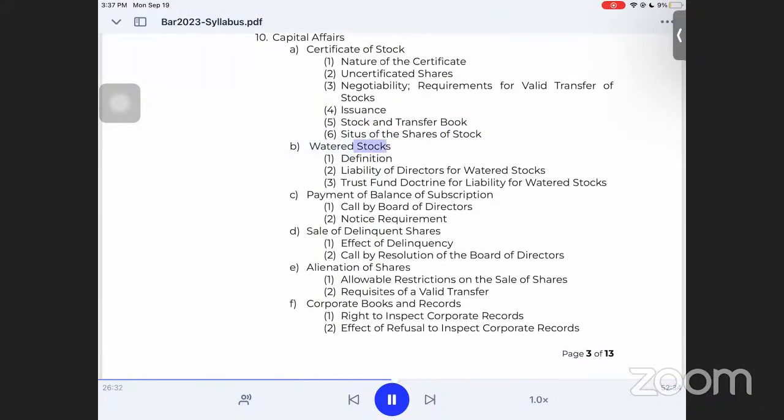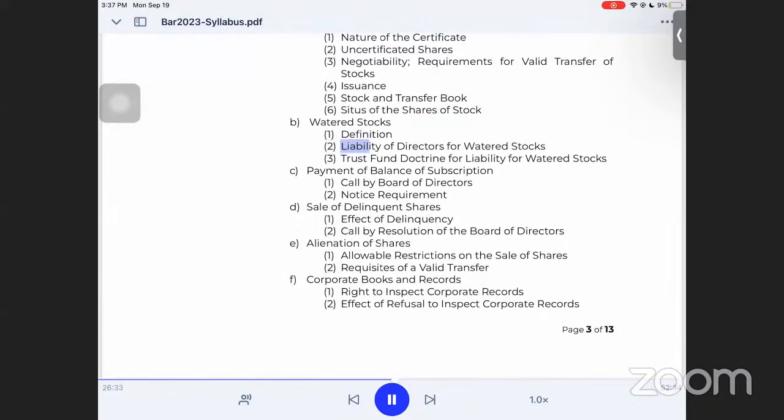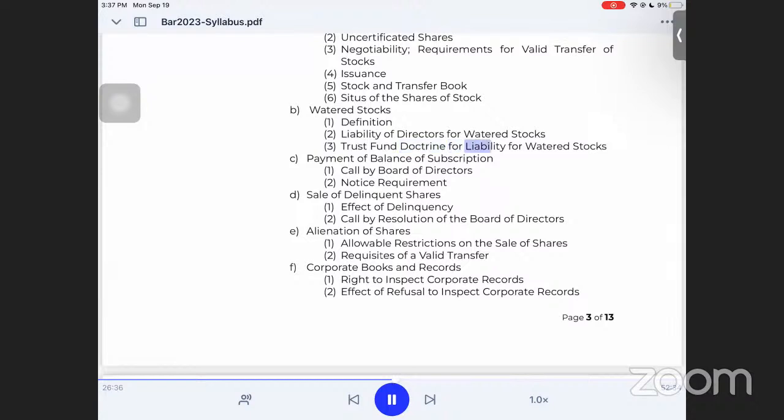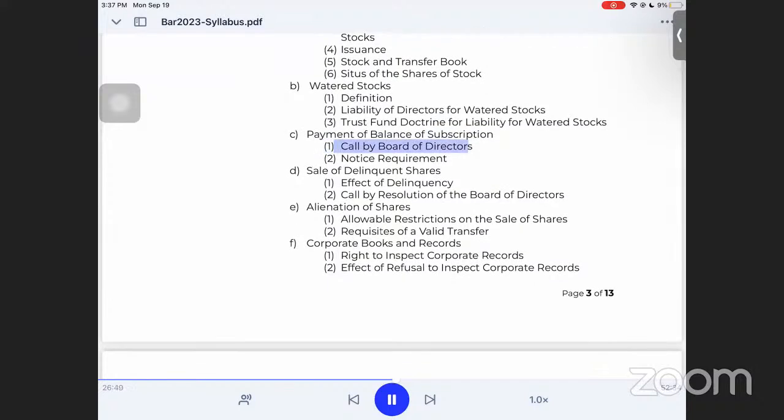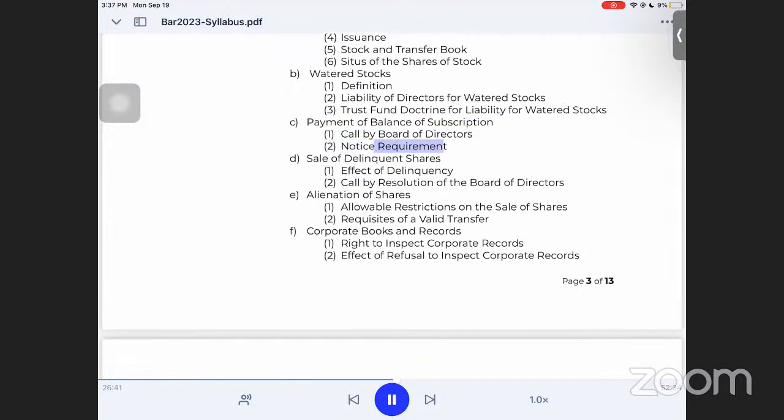6. Situs of the shares of stock. B. Watered stocks. 1. Definition. 2. Liability of directors for watered stocks. 3. Trust fund doctrine for liability for watered stocks. C. Payment of balance of subscription. 1. Call by board of directors. 2. Notice requirement.